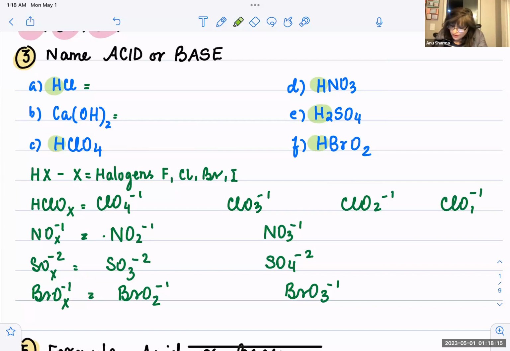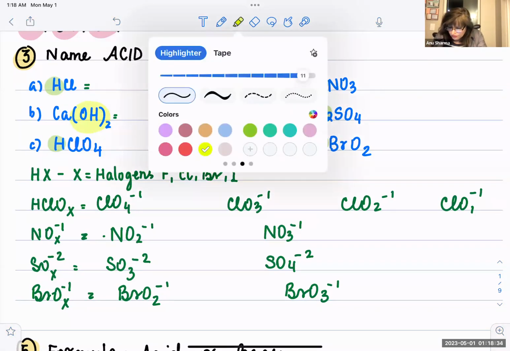Next thing you have to memorize is the bases. For the base, it's the hydroxide. So this is the base. Okay, so that's one difference. Next thing is you should recognize the polyatomic ions. You should recognize the metals and the non-metals.